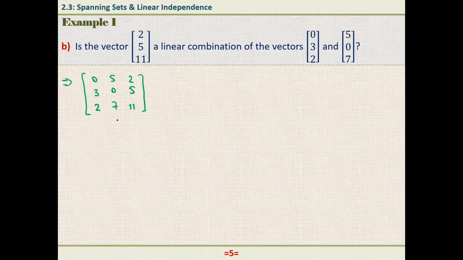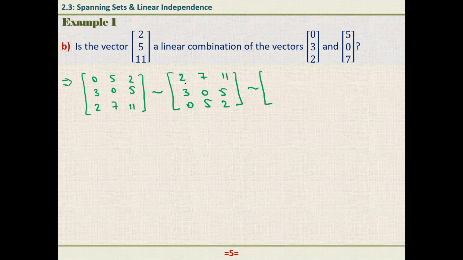So is the vector a linear combination of the given vectors? That means, is this system, which is represented by this augmented matrix, consistent or not? To do this one, here we have 0, so it should not be here. So let me just interchange the first row with the third row. So here we'll have 2, 7, 11, 3, 0, 5. The first row comes here, 0, 5, 2.